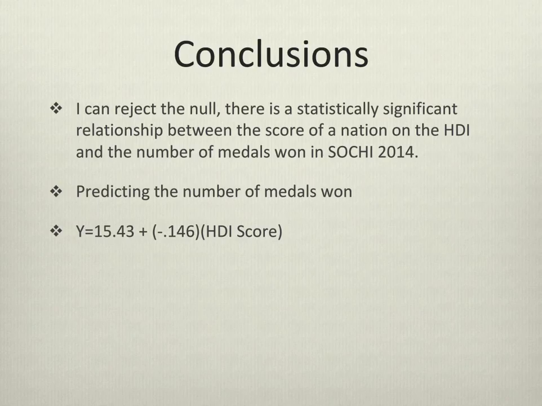So to summarize my results, I can reject the null. There's a statistically significant relationship between the score of a nation on the HDI and the number of medals won in Sochi 2014. P equals 0.023. To predict the number of medals won by a nation, I would use the formula y equals 15.43 plus negative 0.146 times that nation's score on the HDI.